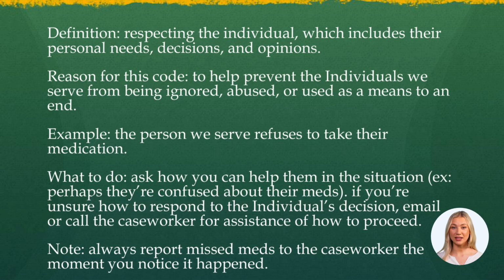Code 5. Respect for autonomy. Definition: respecting the individual, which includes their personal needs, decisions, and opinions. Reason for this code: to help prevent the individuals we serve from being ignored, abused, or used as a means to an end. Example: the person we serve refuses to take their medication. What to do? Ask how you can help them in the situation. Example: perhaps they're confused about their meds. If you're unsure how to respond to the individual's decision, email or call the caseworker for assistance on how to proceed. Note: always report missed meds to the caseworker the moment you notice it happen.